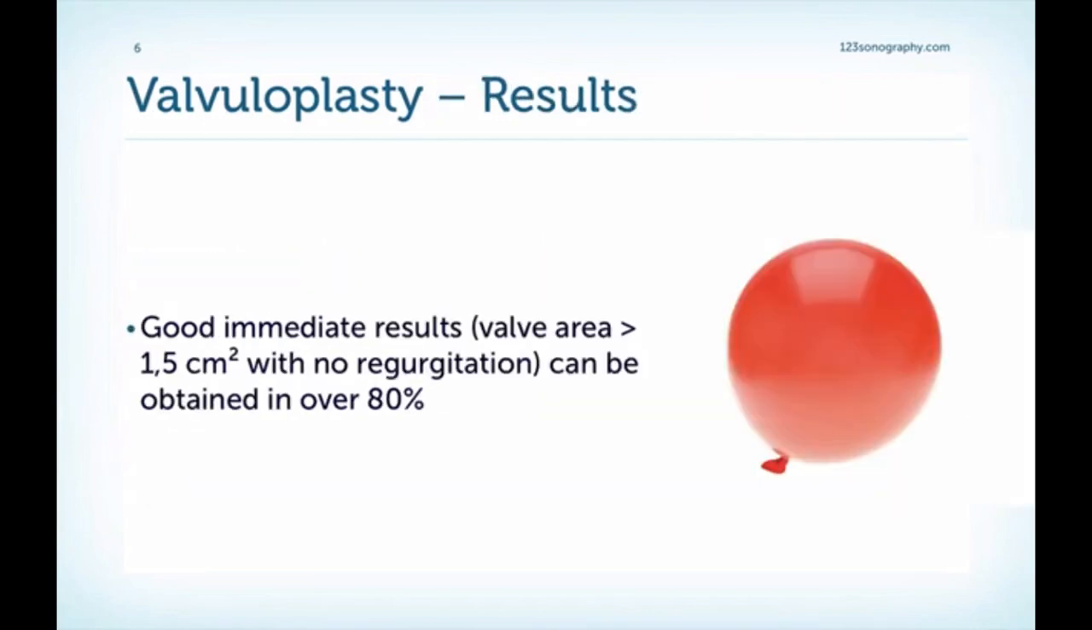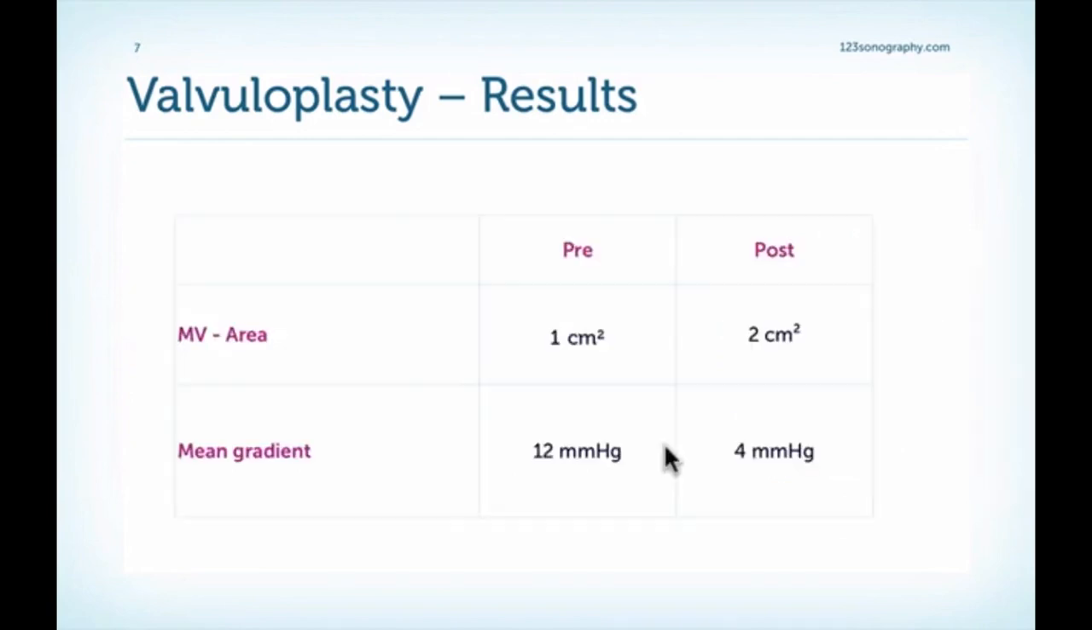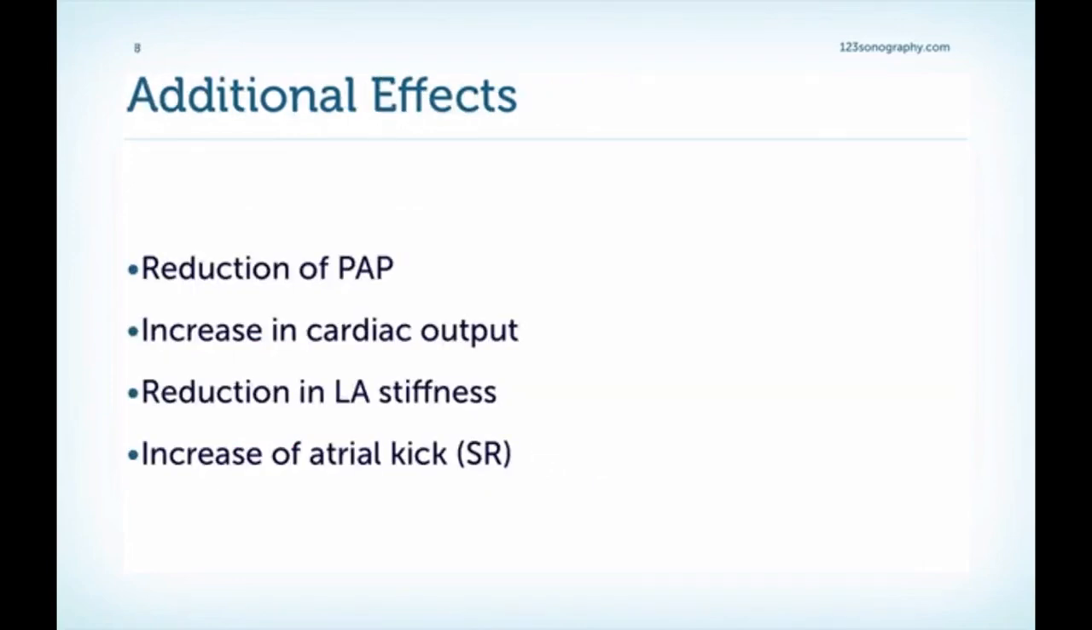The results for valvuloplasty are actually quite good. Usually you can obtain mitral valve areas somewhere above 1.5 square centimeters with no significant regurgitation. We do not only see an increase in the mitral valve area, but also a decrease in the mean gradients. The patients also improve with respect to the pulmonary artery pressure. We can find an increase in the cardiac output, a reduction in LA stiffness, and patients who are in sinus rhythm have more atrial kick, in other words, a better filling of the left ventricle. So even though we do not have a complete normalization of the size of the mitral valve orifice, we do see significant hemodynamic and symptomatic improvements.